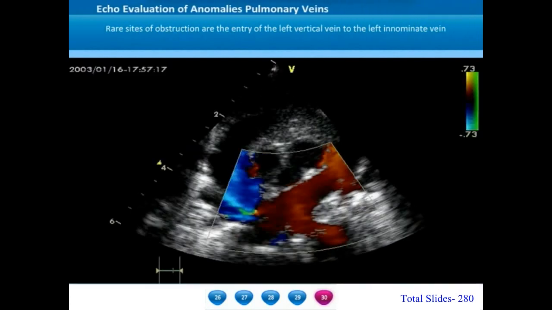Sometimes there can be obstruction in the place where the left vertical vein enters into the left innominate vein, or in the middle of the course of the left vertical vein. However, in this example, there is no obstruction.